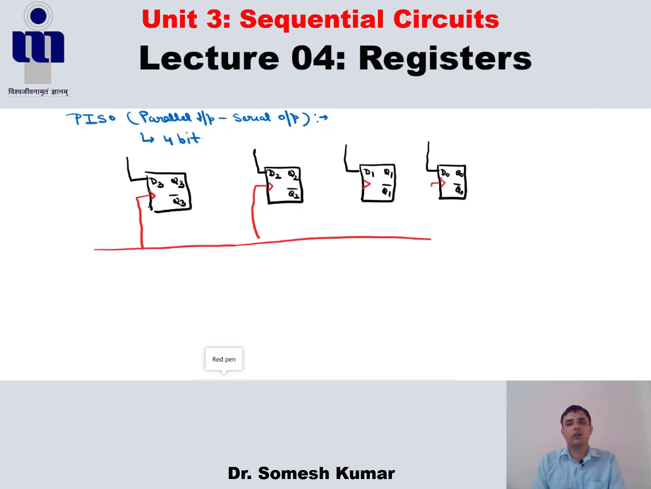So this is the clock pulse here. Fine. So what happens here? All these black ones are over the parallel input here. So here in the parallel output we are getting the serial output.